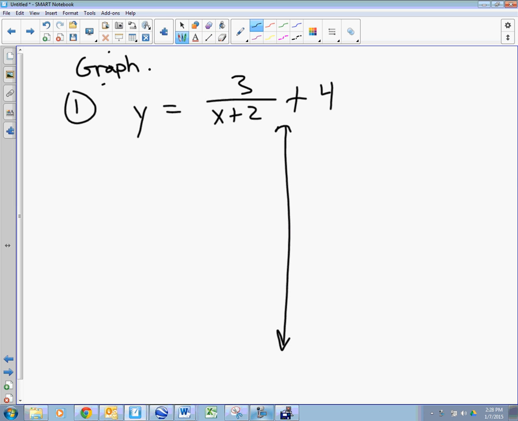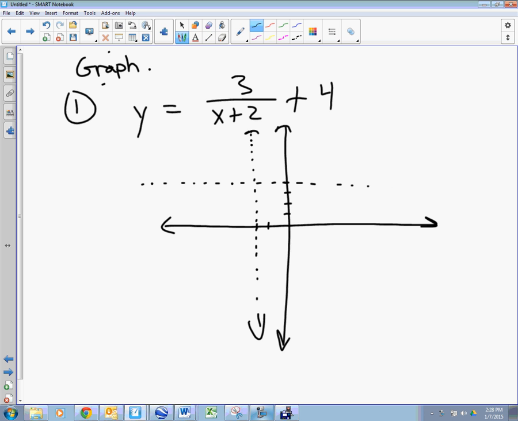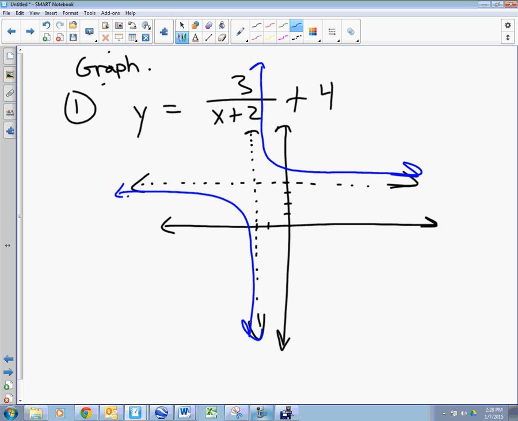Somebody, what is the horizontal shift of this graph? Left 2. Up 4. This is x to the first power. So, the first graph could be on the top or the bottom? Bottom. And then the next one, top. They will be opposite because you have an odd power.